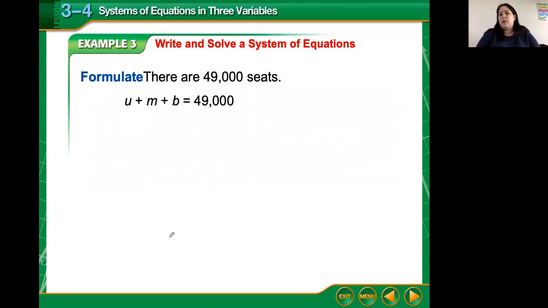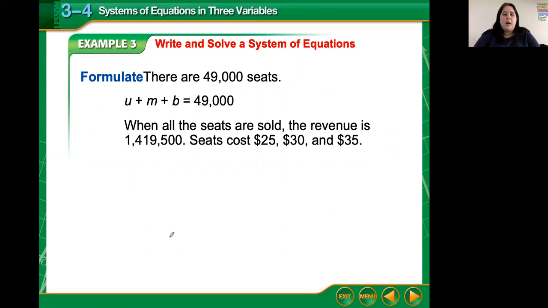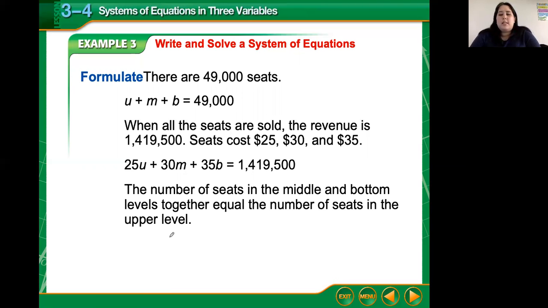So we're going to come up with our three equations. The first one is going to be the total number. If I add them all up, I get 49,000, pretty straightforward. Next, I told you it's usually going to be a cost or total, some money tied to some other thing that we have here. So we know the total revenue: 25U plus 30M plus 35B equals our lovely 1,419,500. And the last part comes from reading the statement where it said the total number of seats in the middle and the bottom added together gets us our upper level.